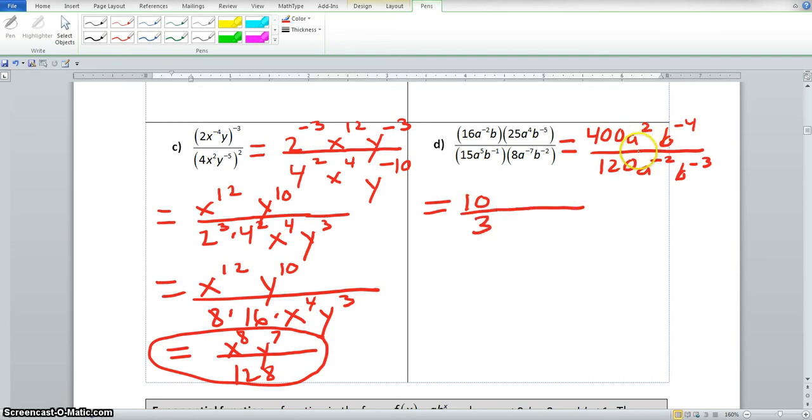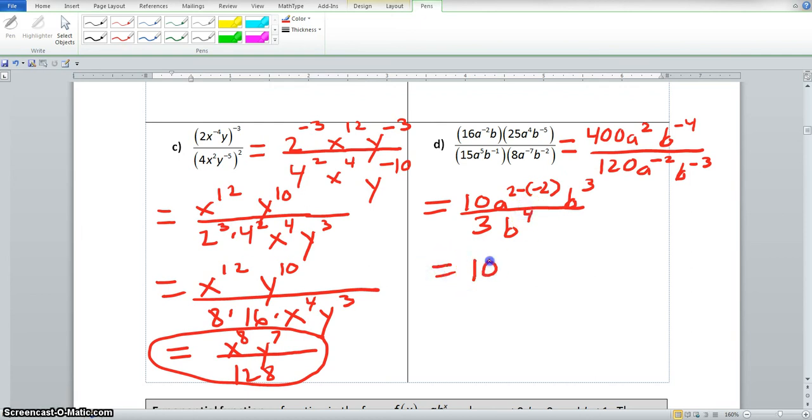Now we look at our exponents. We have a to the 2nd and a to the negative 2. That's the same as saying a to the 2nd minus a negative 2, because remember, they have the same base, so we subtract the exponents. Now we come to our b's. We could shift these b's. That means that b to the 3rd would be in our numerator and b to the 4th would be in our denominator.